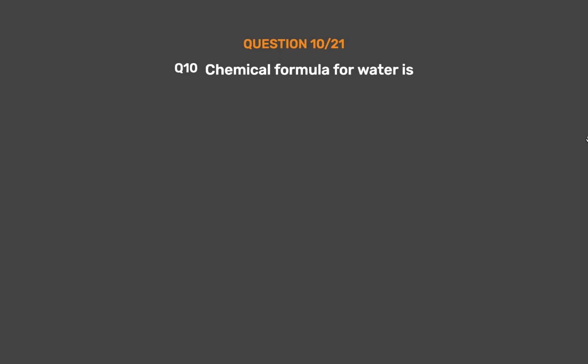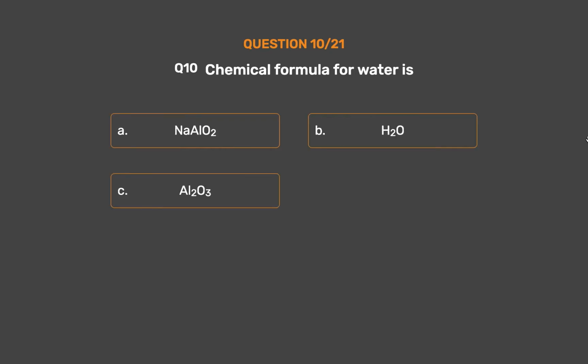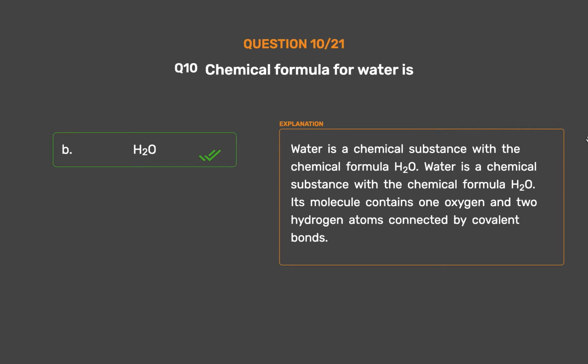Question number 10. Chemical formula for water is option A, NaOH2, option B, H2O, option C, Al2O3, option D, CaCO3. The correct answer is option B, H2O. Water is a chemical substance with the chemical formula H2O. Its molecule contains one oxygen and two hydrogen atoms connected by covalent bonds.